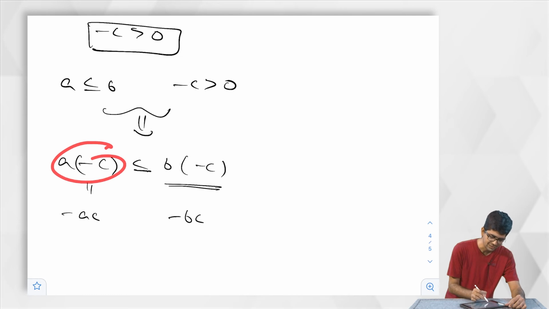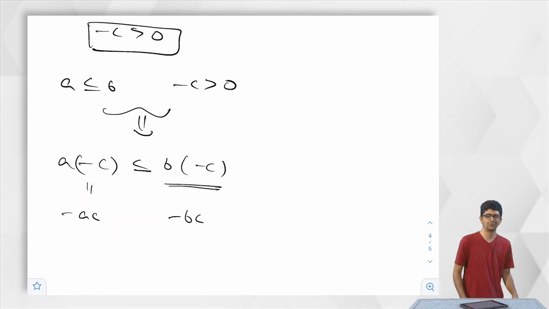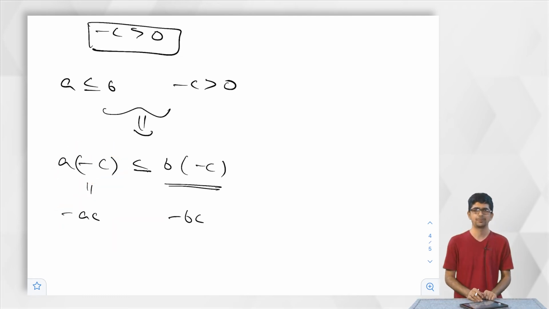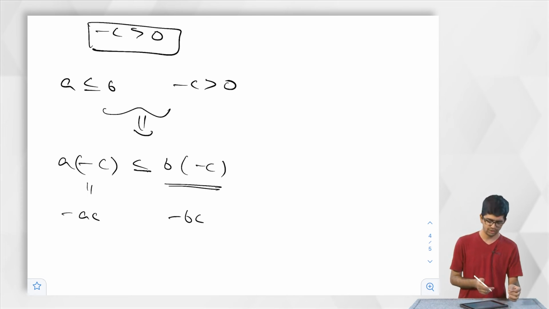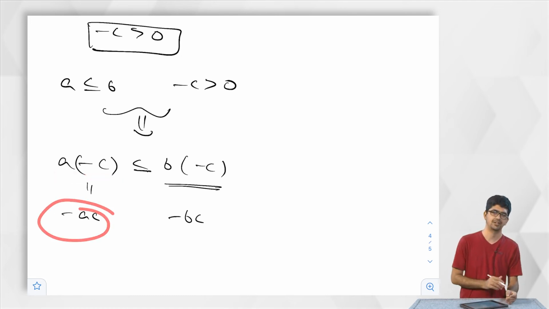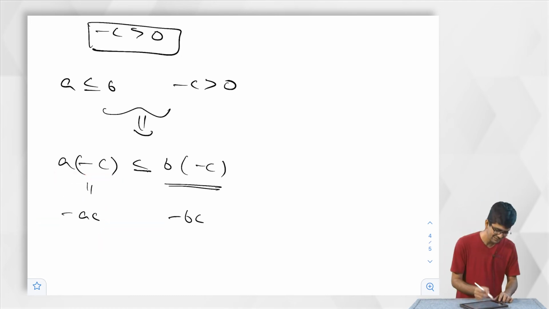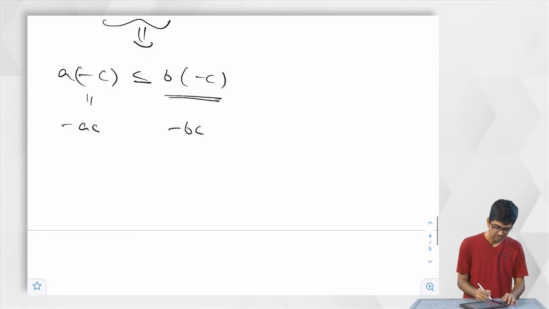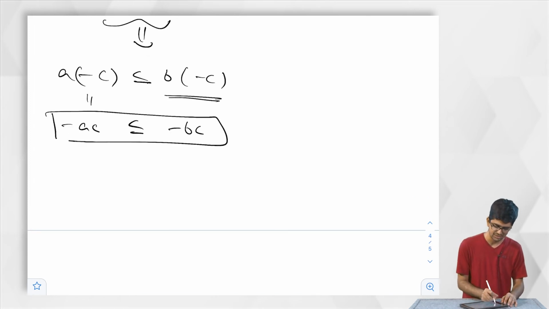And how do I know this? Who said A times minus C is the same thing as minus AC? Just assuming the properties of R, the structure of R, you need to prove that for any two elements A and C, A and minus C combined give this element. Yeah. So this is the situation. Now what do we have? We have minus AC less than or equal to minus BC.